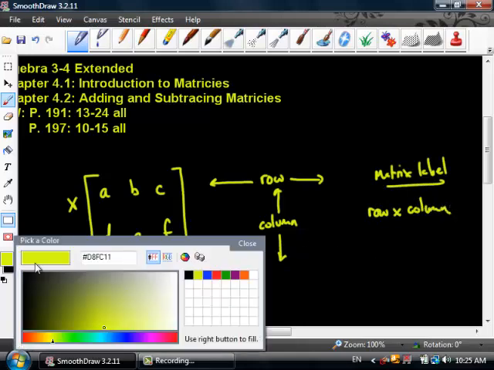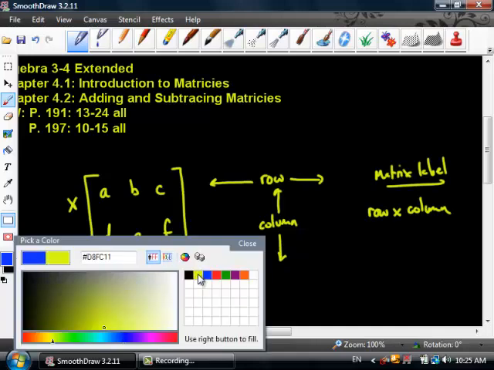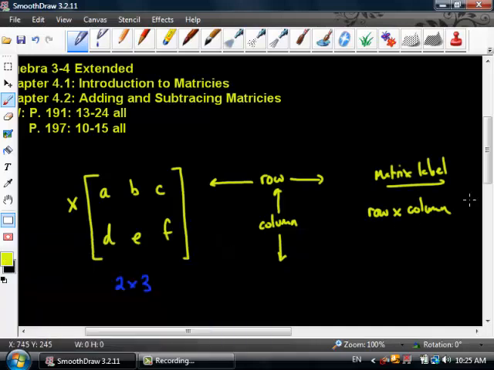So in this case, this matrix here is what we call 2 by 3. I'm about to lose some of you guys. Raise your hands if I've lost you. 2 rows, 1 row, 2 rows. 3 columns, 1 column, 2 columns, 3 columns. Raise your hands if you have any questions so far. Good? Okay, row by column, so a 2 by 3 matrix.